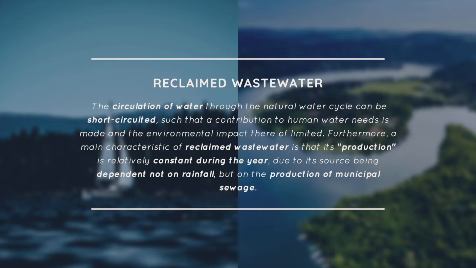What is reclaimed wastewater? The circulation of water through the natural water cycle can be short-circuited, such that a contribution to human water needs is made and the environmental impact thereof limited. Furthermore, a main characteristic of reclaimed wastewater is that its production is relatively constant during the year, due to its source being dependent not on rainfall, but on the production of municipal sewage.